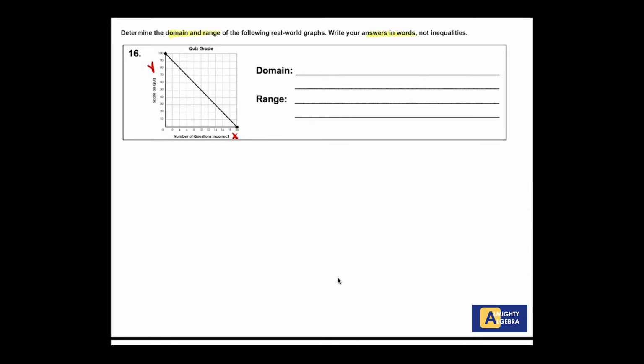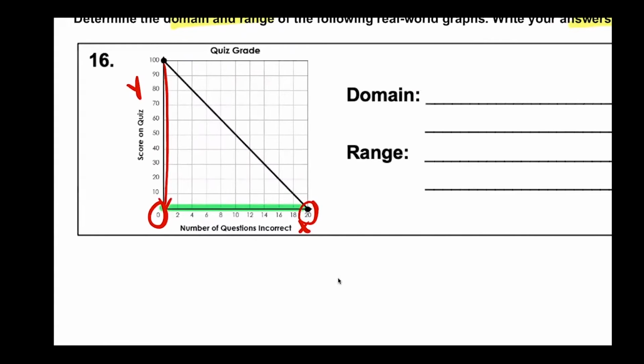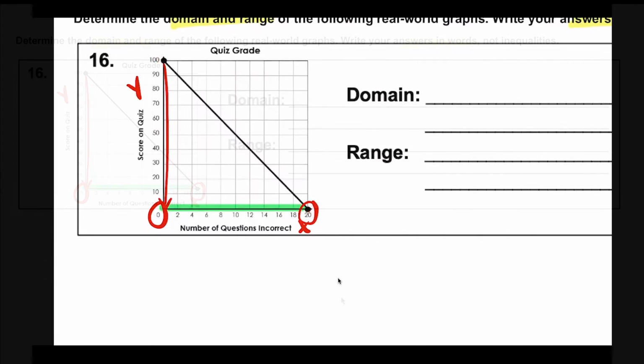Let's start with our domain. Domain is our x-axis. We're gonna trace the left point down to the x-axis. We're at 0. And the rightmost point is at 20. So the domain, the number of questions incorrect, is going to be between 0 and 20. Look at the symbols. Do the symbols have color? Are they shaded in? Yes. So that means you can get 0 questions incorrect, and you can get exactly 20 questions incorrect.